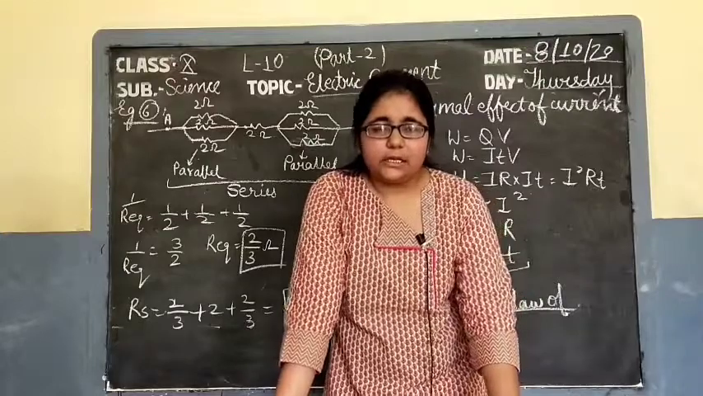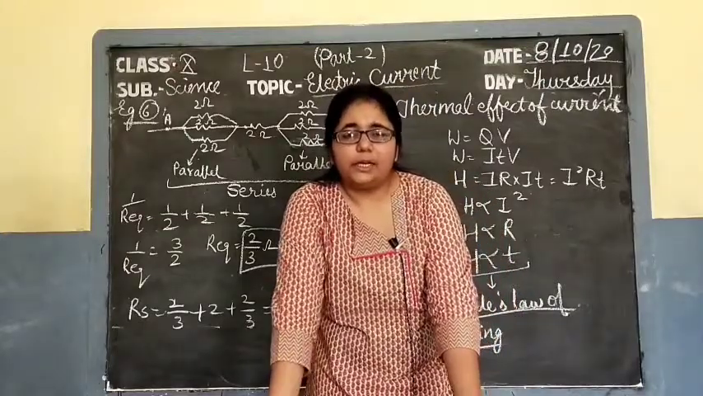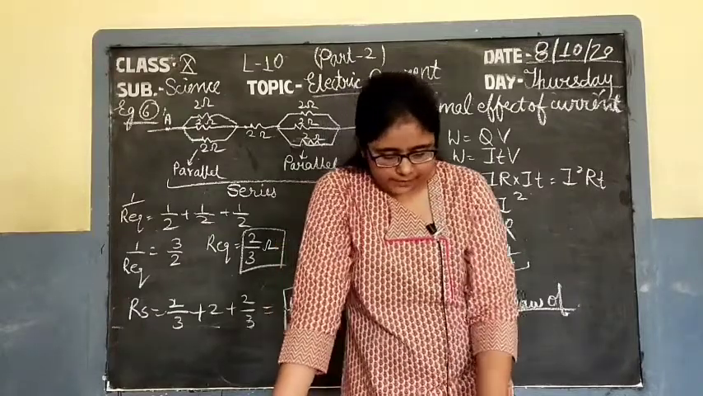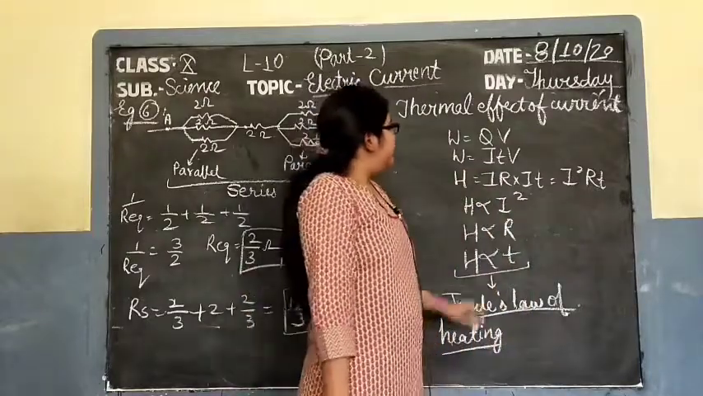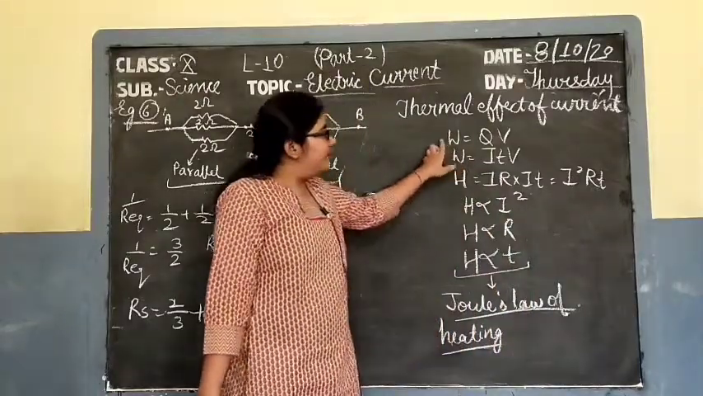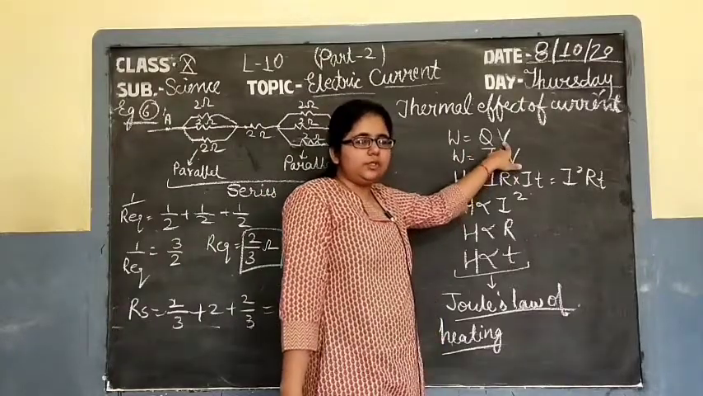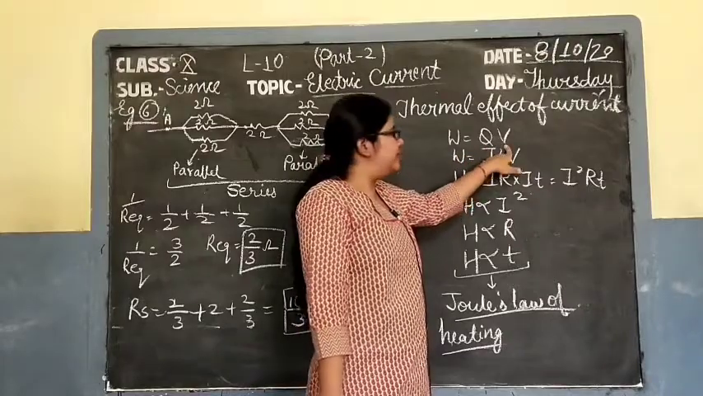So at last, if only a pure resistance circuit is connected, then the chemical energy of the battery is converted into the thermal energy of the circuit. The formula of this heat energy starts with the work done. The work done by charges flowing between a potential difference. So work done will be equal to the charge flown times the potential difference, that is QV.